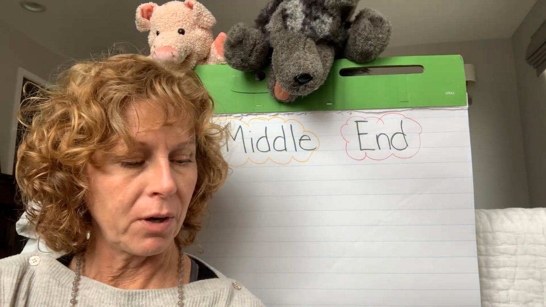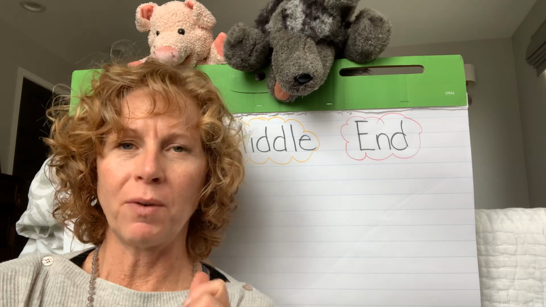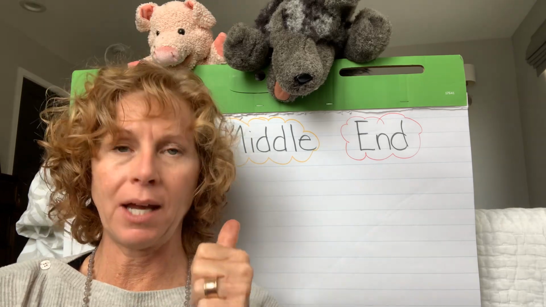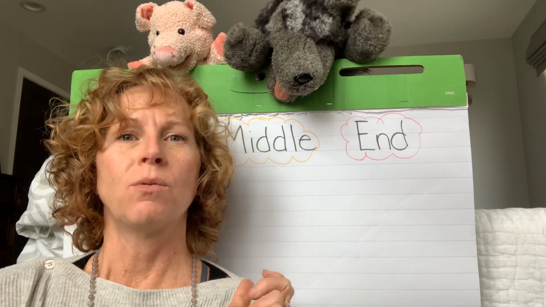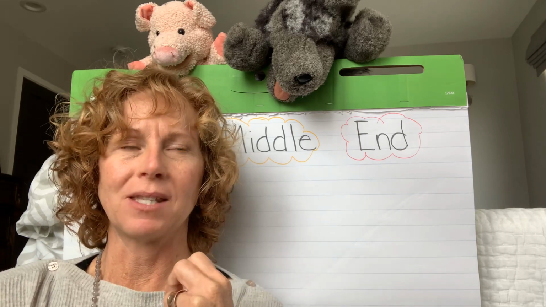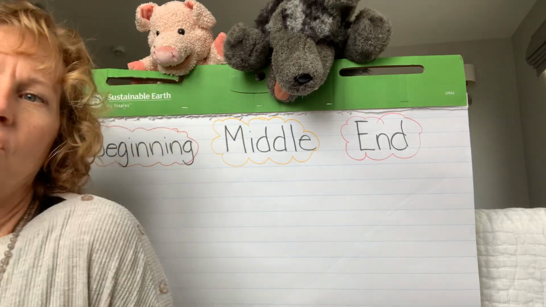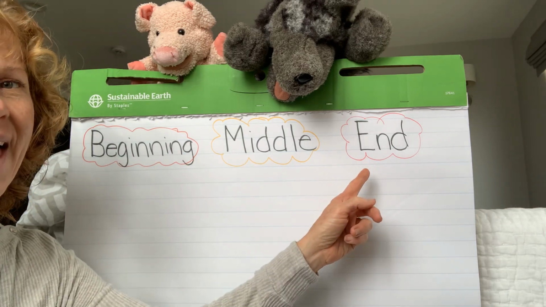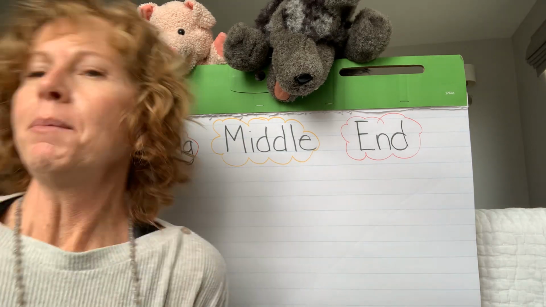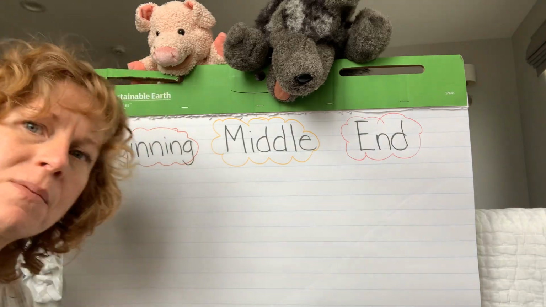But first, let's review what we've been talking about. We've been talking about characters of a story, setting, and plot. So those are the story elements. Today we're going to talk about three parts of a story, which are beginning, middle, and end. So I'm going to tell you what happens in each of these parts right now.